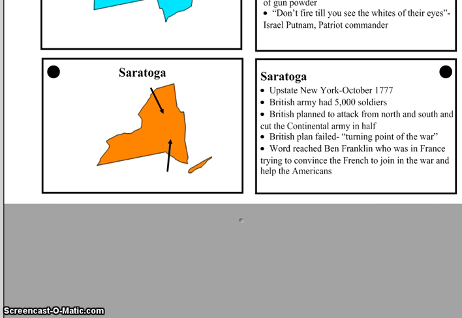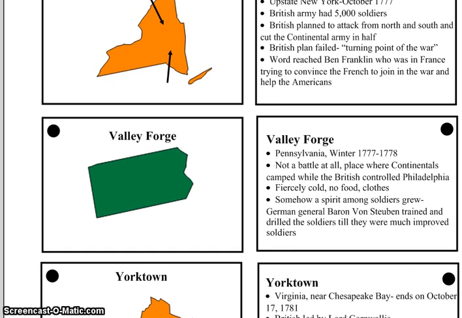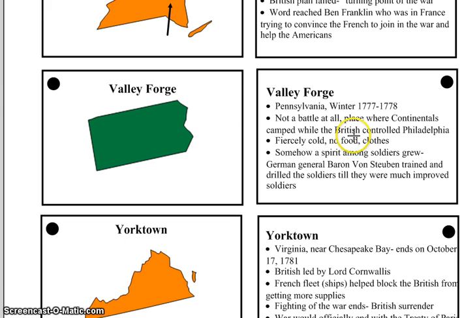Moving on. We have Valley Forge. And Valley Forge, you know, is the one of these that is actually not a battle. It's a place. It's an encampment. Maybe you've been there. I have. It's outside Philadelphia. It's the place where the Continental Army wintered from 1777 to 1778. Not a battle at all, a place where the Continentals camped while the British controlled Philadelphia.